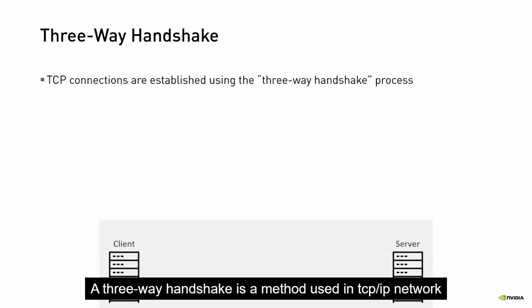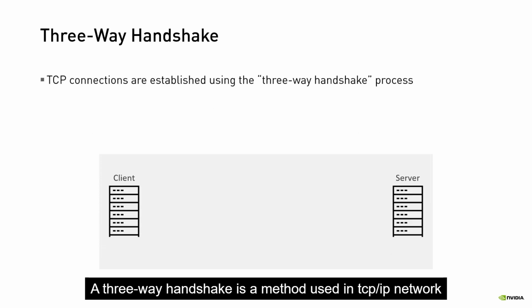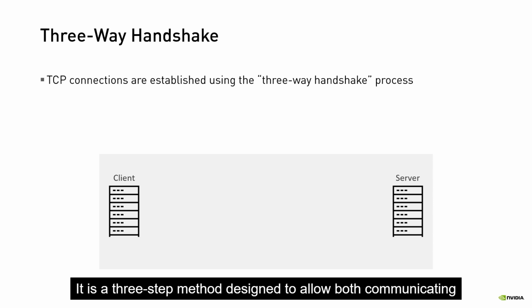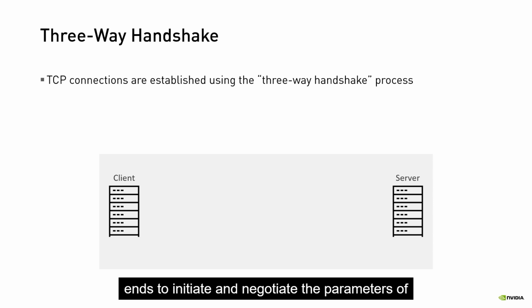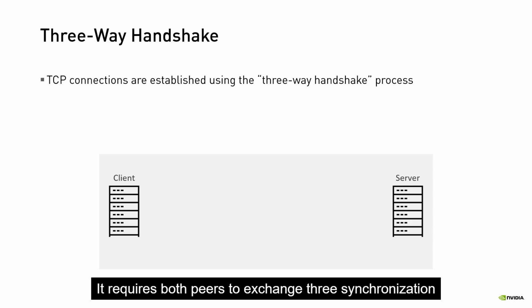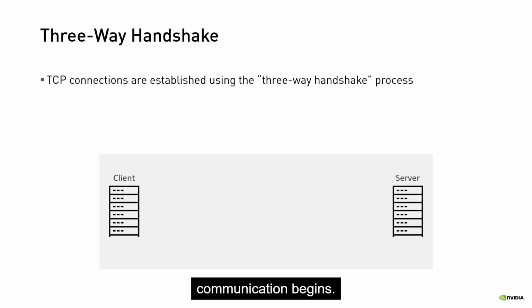A three-way handshake is a method used in TCP/IP networks to create a connection between peers. It is a three-step method designed to allow both communicating ends to initiate and negotiate the parameters of their connection before data such as HTTP and SSH is transmitted. It requires both peers to exchange 3 synchronization and acknowledgement messages before actual data communication begins.